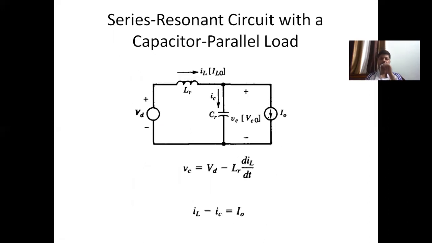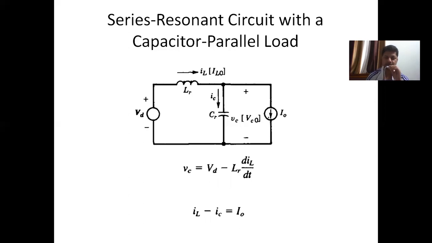The next circuit that we can see is a series resonant circuit with a capacitor parallel load. Here the input is a DC voltage Vd. Again, we have a series resonant circuit consisting of LR and CR. The inductor current is IL, whose initial value is IL0. The capacitor voltage is Vc, whose initial value is Vc0. The difference is that there is a load represented by the constant current I0 connected in parallel with the capacitor.